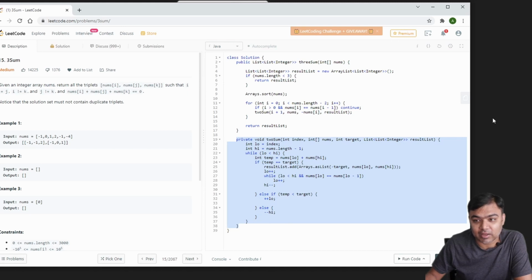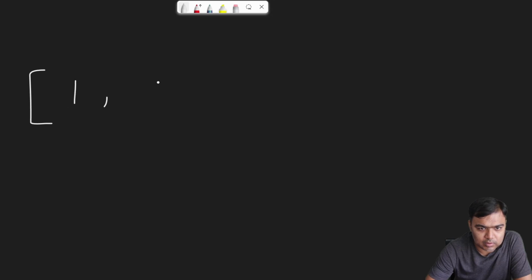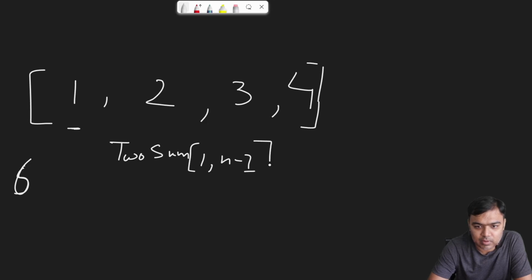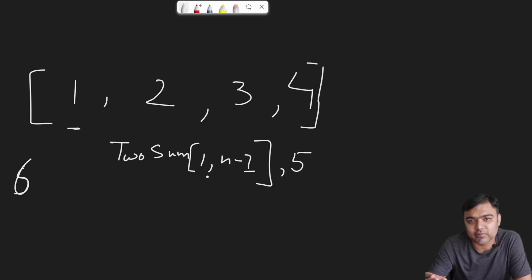So let's take an array: 1, 2, 3, 4. If our target is say 6, for 1 we will run the TwoSum where the array will be from 1 to n minus 1, and the target will be 5. So this is one of the ways in which you can solve the ThreeSum problem.